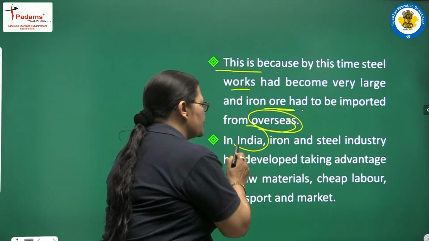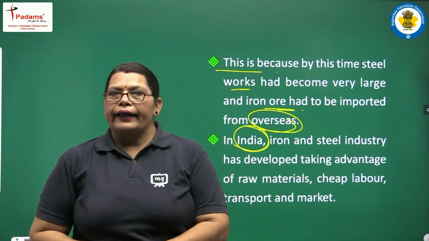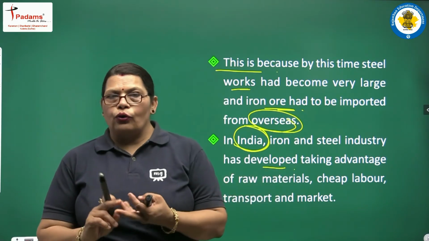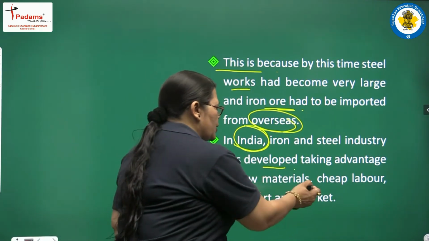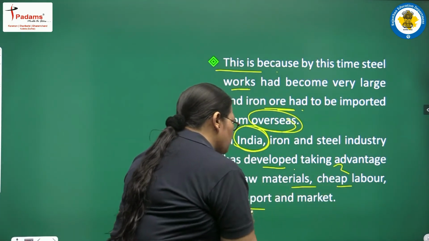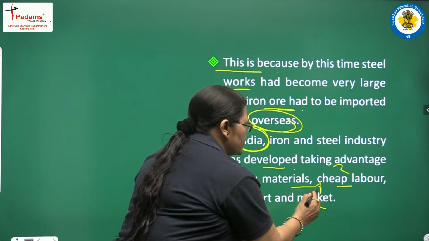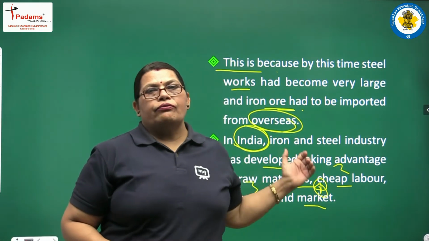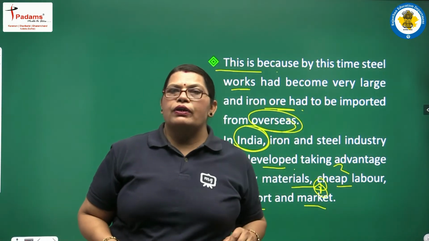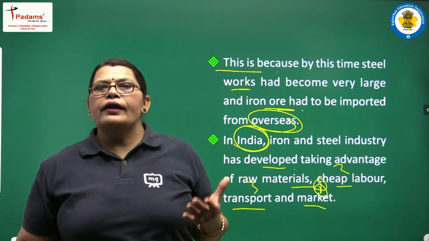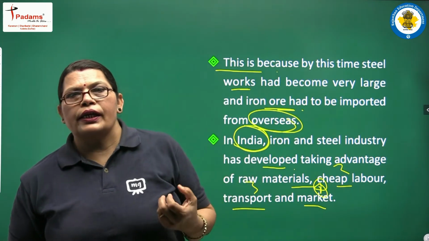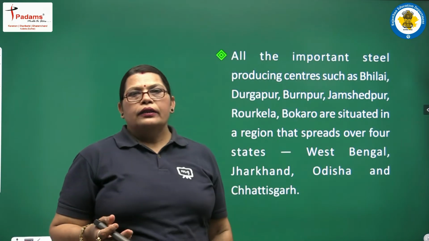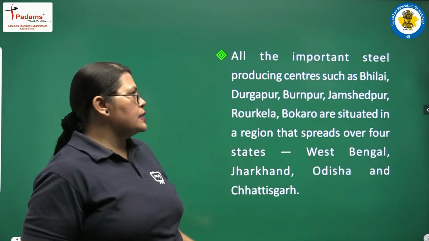व्हेन वी आर टॉकिंग स्पेशली अबाउट इंडिया, in India, the iron and steel industry has developed taking advantage of raw material as well as cheap labor as well as transport and market facilities. So, everything is here for consideration, that where these iron and steel industries are located. And when we are talking about India, these are especially the circumstances.